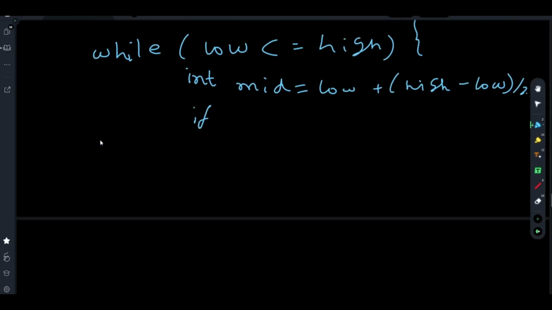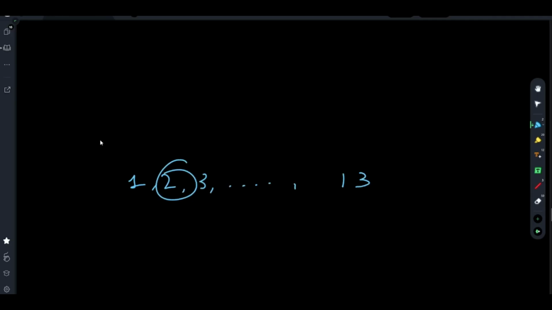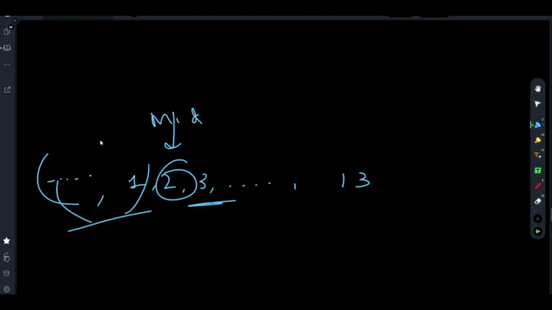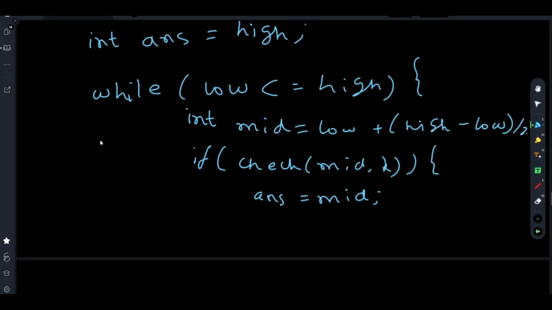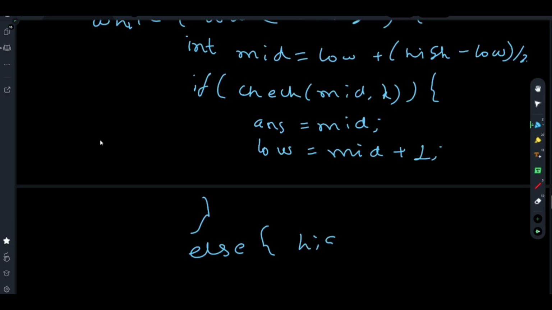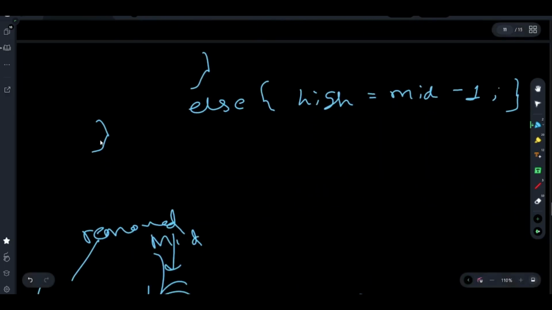You will check if check(mid, k) is returning true. If it is returning true, we will say answer equals mid. If 2 is returning true, obviously you can try with 3. So this portion is removed. Let's say this is the mid, and there was something before it. This entire portion is removed, and you are taking this outside. So you will make low equals mid plus 1, and else high equals mid minus 1. The while loop ends, and at the end you will do return answer.